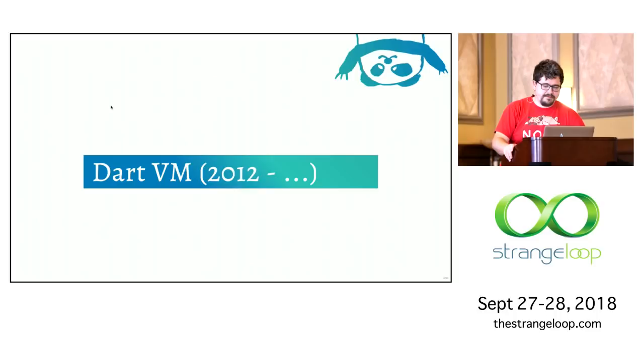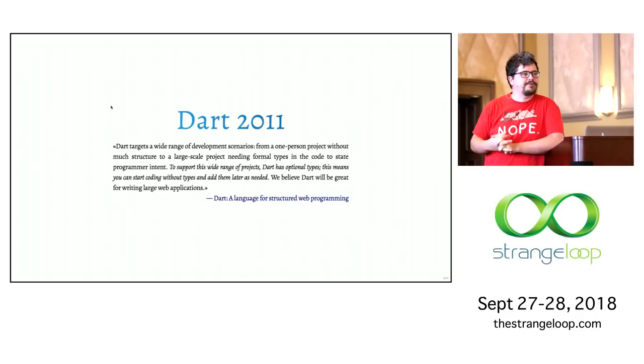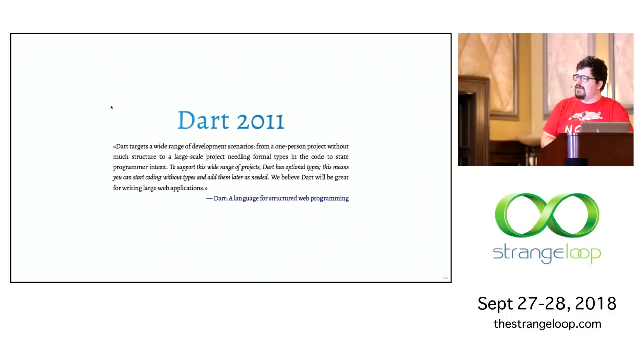Dart was released in 2011 as a language which was supposed to fix web development, at least that's what the people who designed it thought it was going to do. Almost everybody here knows what Dart is, but for the benefit of people who will be watching the recording, I'm still going to show a couple of slides about Dart, to show a bit of a problematic side of Dart.